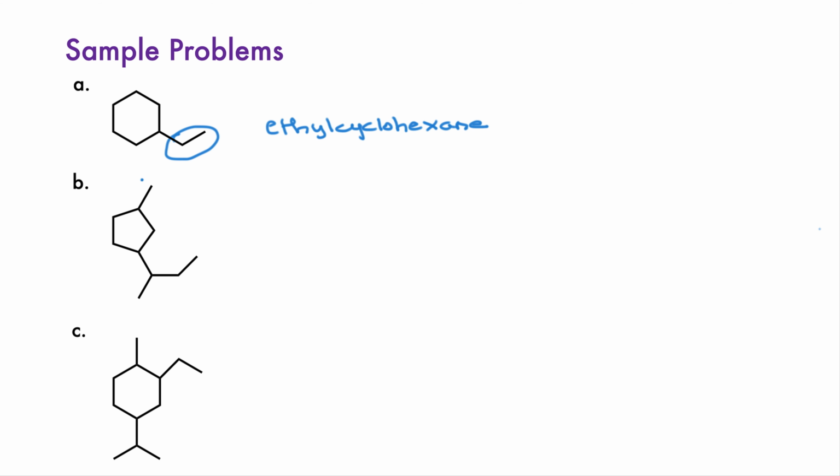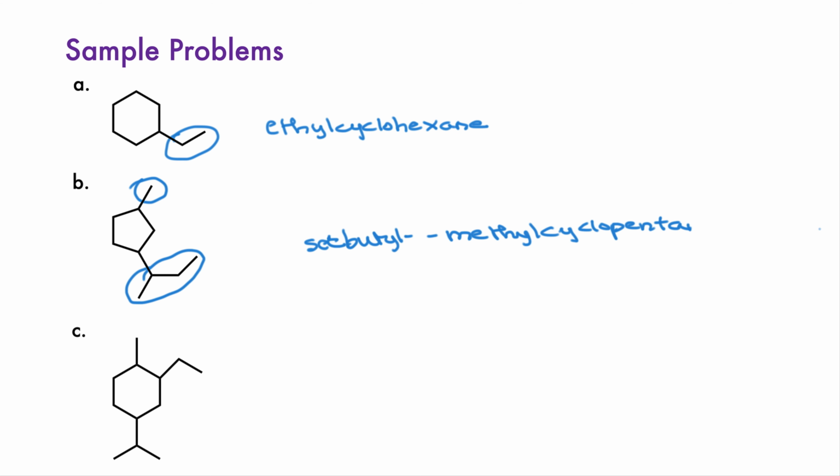The second molecule is a cyclopentane with methyl and sec-butyl substituents. Sec-butyl wins in alphabetical priority because B beats M, so it's first in the name. It's also given position 1 because it has alphabetical priority. The two schemes are 1-3 versus 1-4, and of course 1-3 wins at the second number.